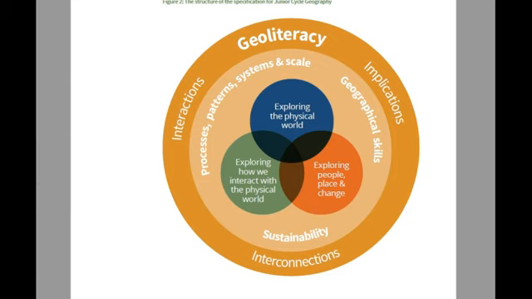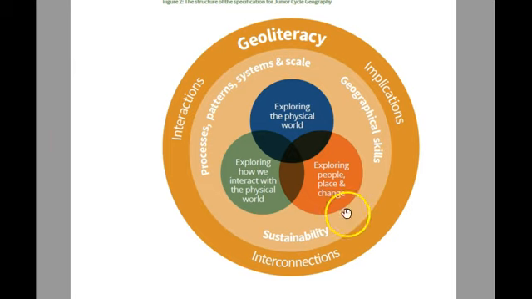Strand 1 is exploring the physical world. Strand 2 is exploring how we interact with the physical world. And Strand 3 is exploring people, place, and change. Each strand is made up of learning outcomes. There are 28 in total, with 10 in Strand 1 and 9 each in Strands 2 and 3.